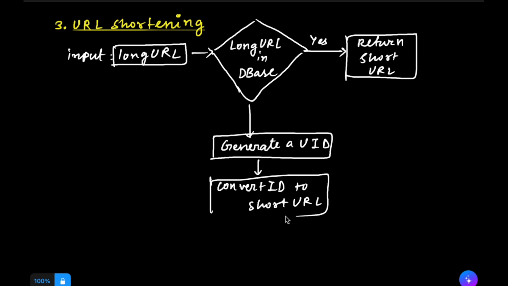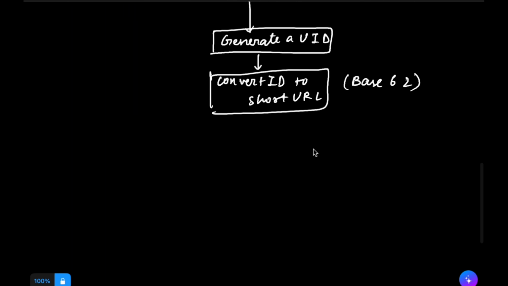Here we use base62 to convert the UID to a short URL. I have discussed this in the previous video, you can have a look at how we actually do it. And now once this short URL is generated, we just save the ID, short URL and the long URL in the database.